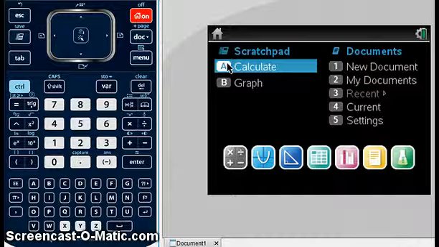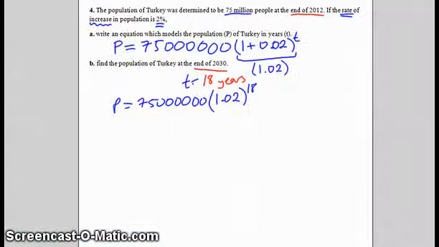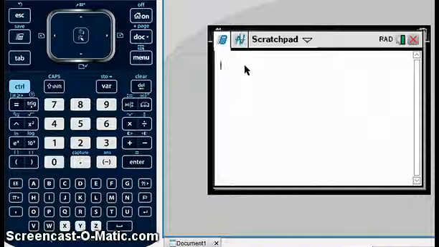So here we are on our calculator. You can pause the video now, find your calculator so you can do this with us. Okay, so now everyone should have their calculator. So we want to go to calculate. And we're going to calculate the expression here, P equals 75,000,000 and so on. So to do that, let's go back to our calculator.